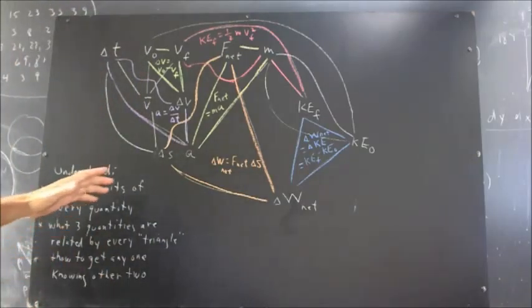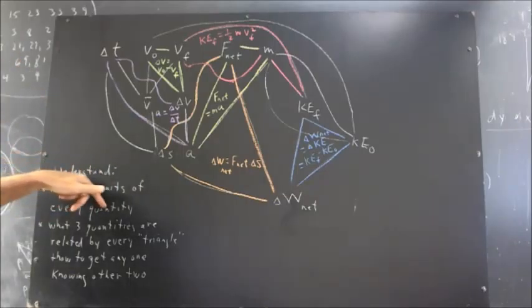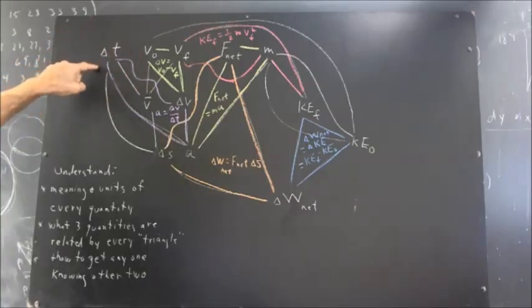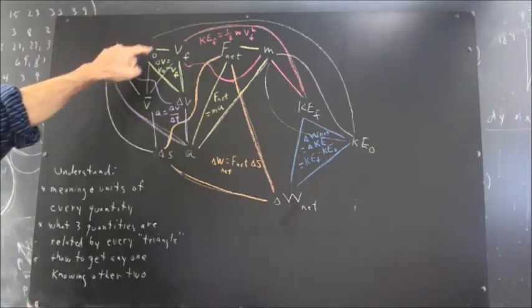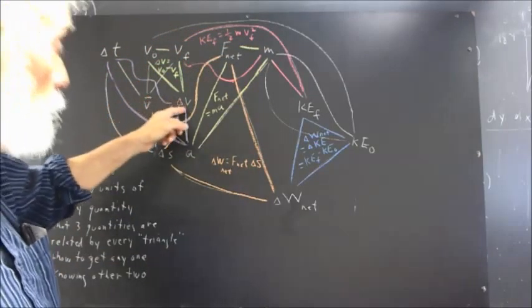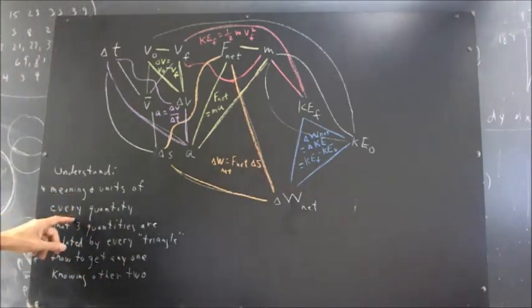Okay. And then, do you understand the meaning and units of every quantity in the diagram? Not every triad, just every single quantity. Do you understand what delta T means? Do you understand what V naught, VF, F net, M means? Do you understand what V bar means, what delta V means, etc.? And do you understand the units of every one of these quantities?